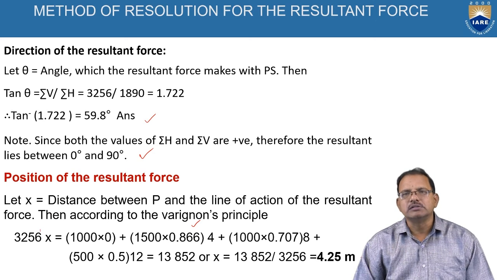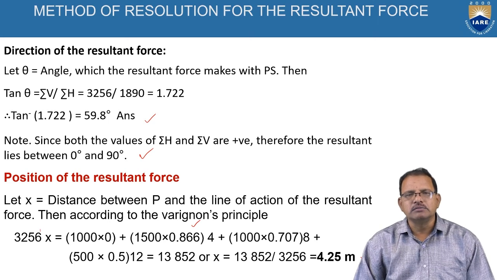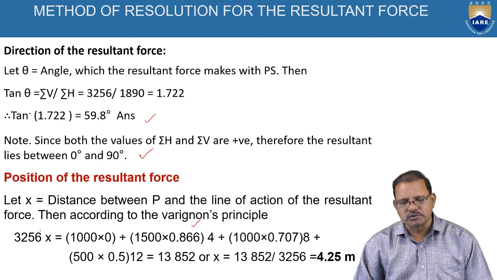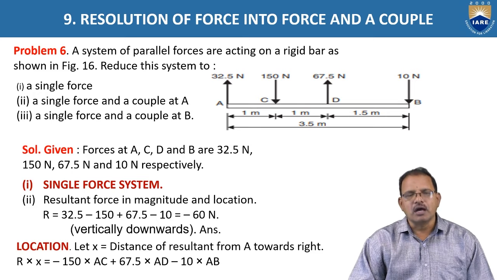So, by using the relations, we can determine the resultant force and its directions and the point of application of the force. These three quantities, magnitude, directions and the point of application, are treated as characteristics of a force. And one more problem. A system of parallel forces are acting on a rigid bar as shown in figure.